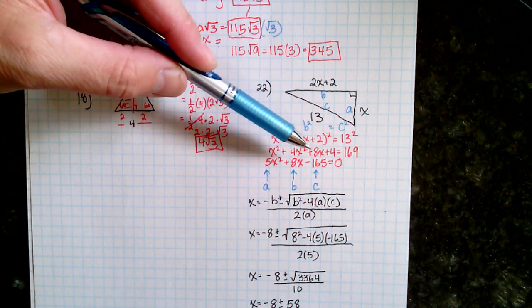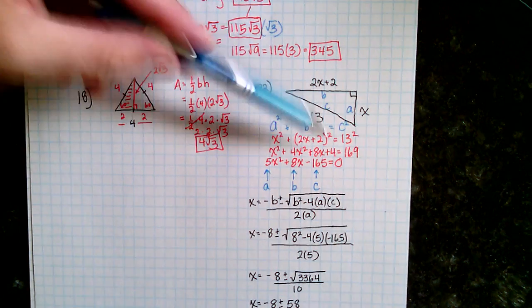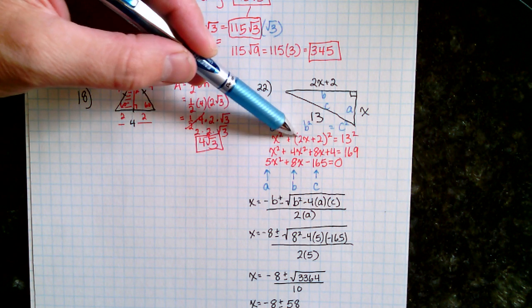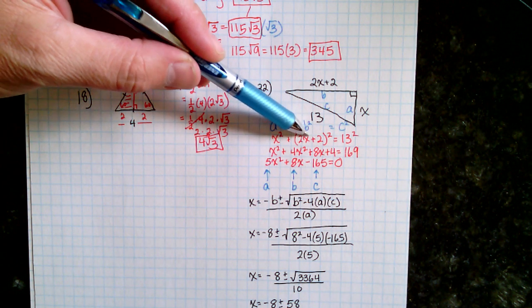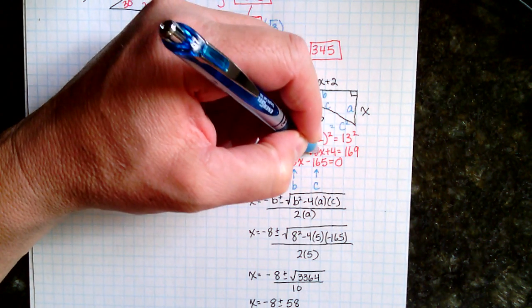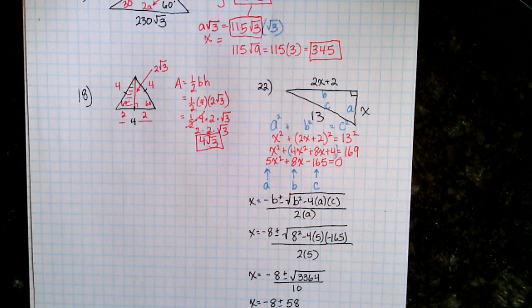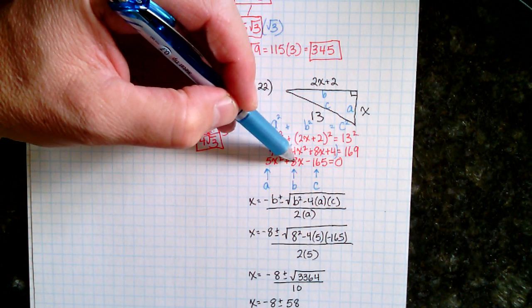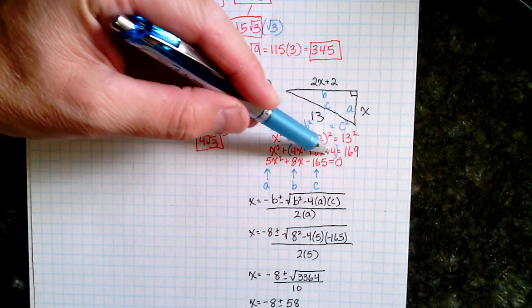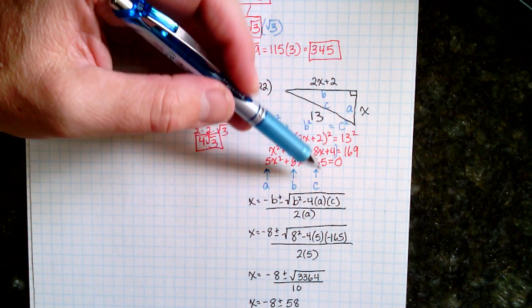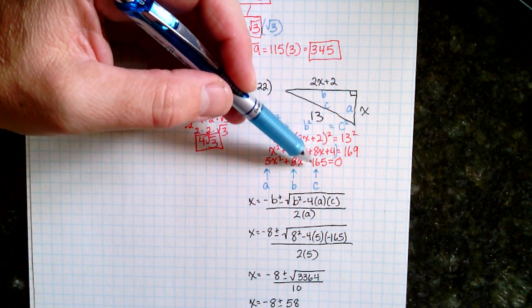Variable expression, binomial expression, and then a numerical expression, 13. So x squared stays x squared. This, remember, you have to FOIL it. So 2x plus 2 squared ends up being 4x squared plus 8x plus 4. And then 13 squared is 169. Combine your like terms: 5x squared, 8x stays where it's at, 4 stays there. We move 169 over to set the equation equal to 0, so we can solve for x using the quadratic formula. So that changes that to negative 165.